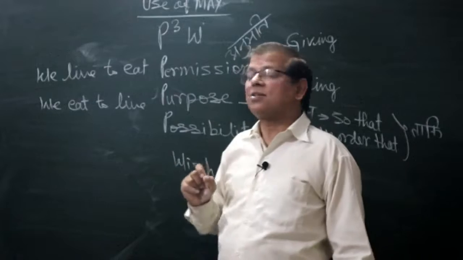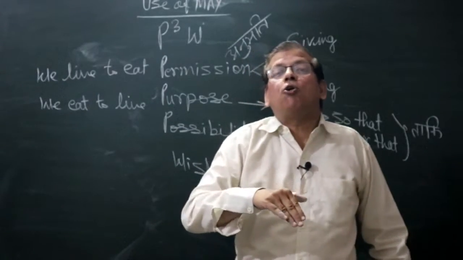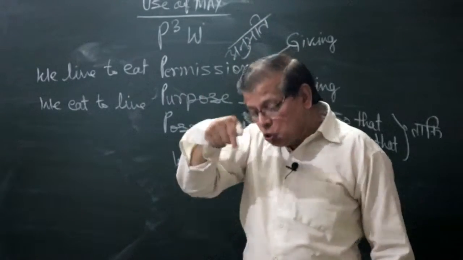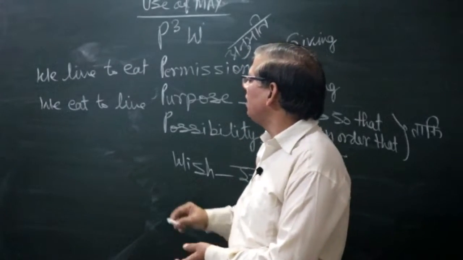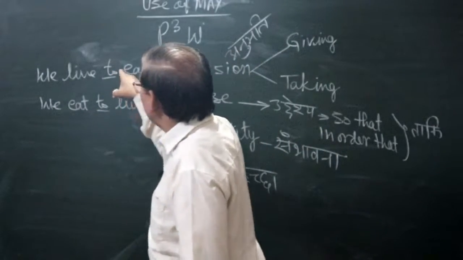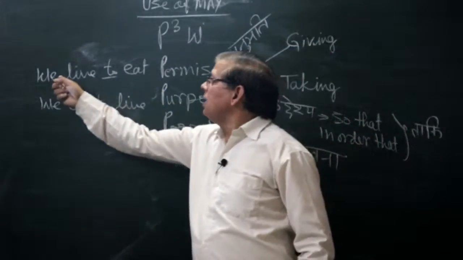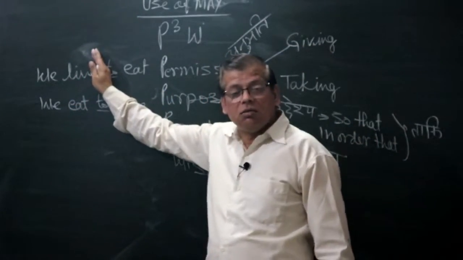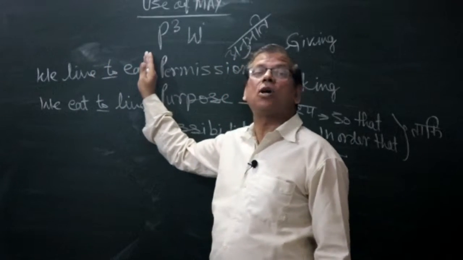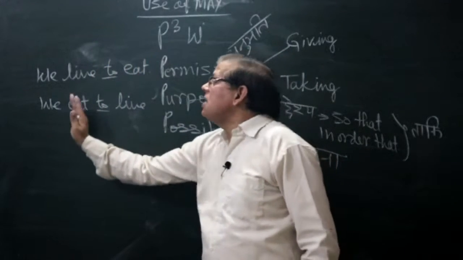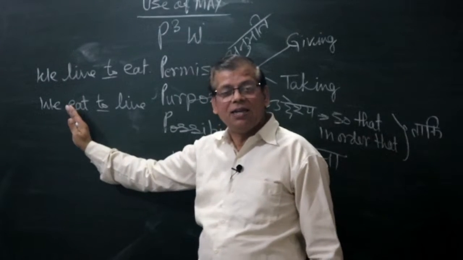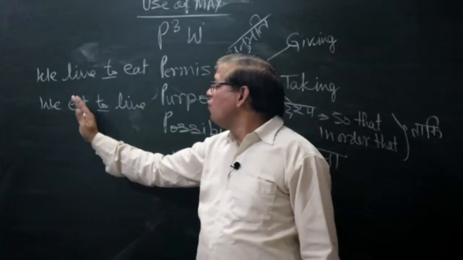Second, we eat not for the sake of eating. We eat to live, so that we can live. To means so that. To means purpose. Purpose of our living. We live so that ताकि we may eat. हम खा सकें. We eat. हम खाते हैं. So that ताकि we may live.